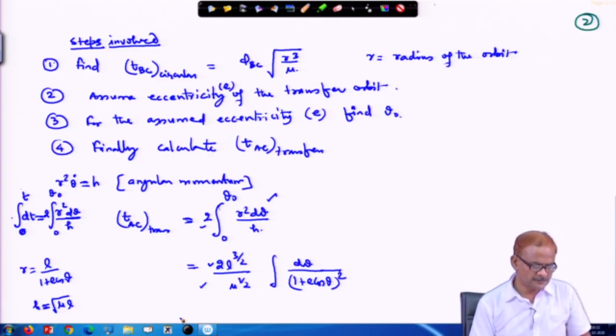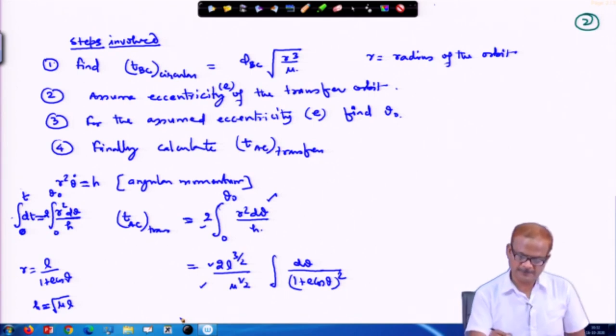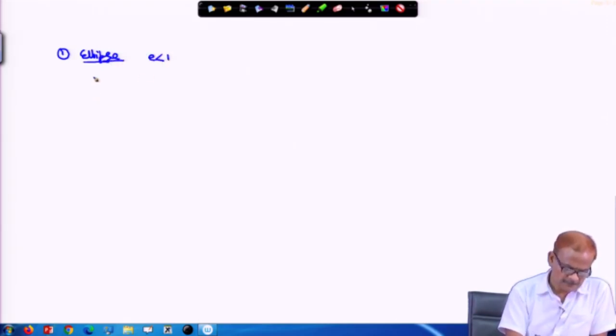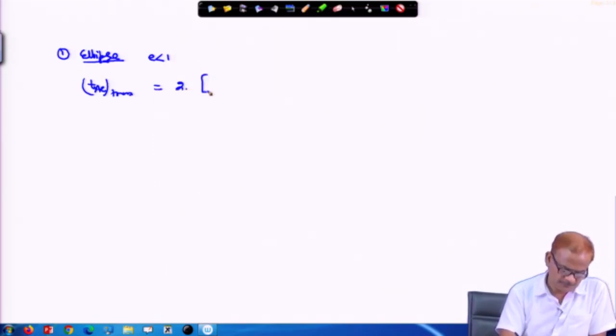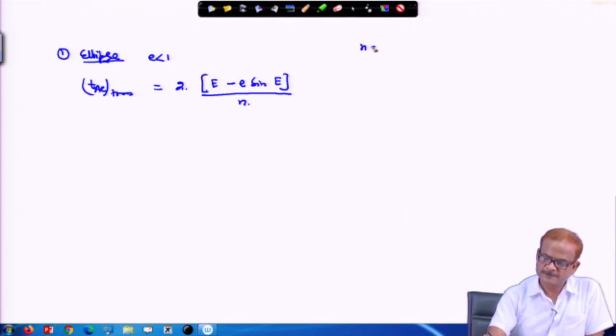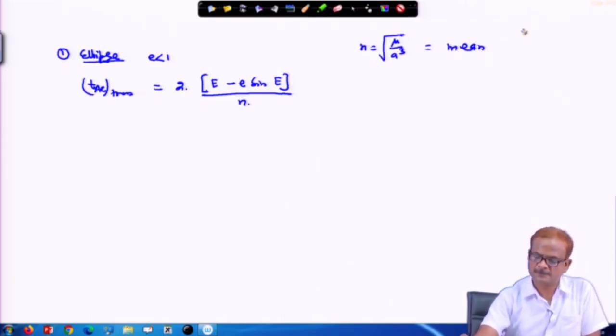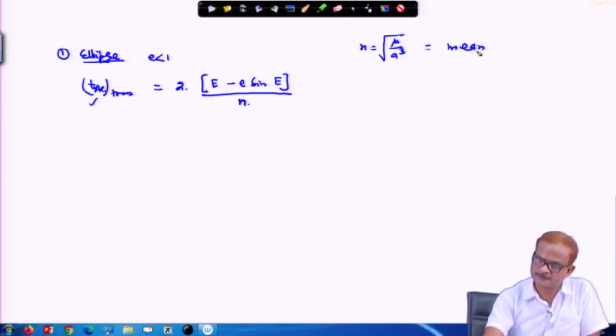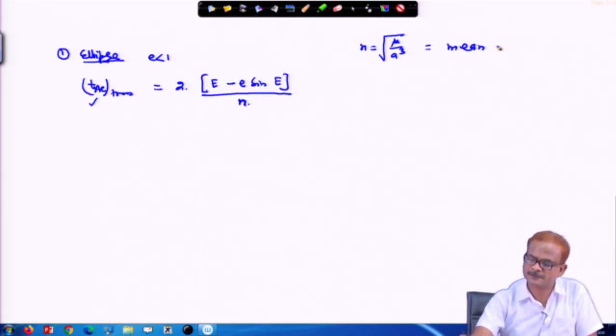Once we have done this, now we require the actual equation. Already we have all the equations, so I will list here for the case of ellipse, where e is less than 1. We have got the solution as T A C transfer equal to 2 times E minus e sin E divided by n, where n is nothing but under root mu by a cube. This is the mean angular velocity, in this case a constant mean, for the transfer ellipse. If it is a circular orbit, obviously the angular velocity itself is constant. So, n is equal to the mean angular velocity.